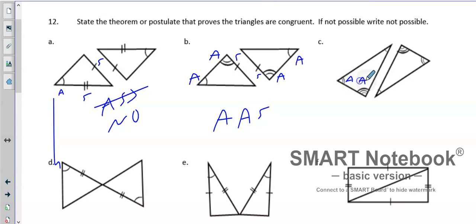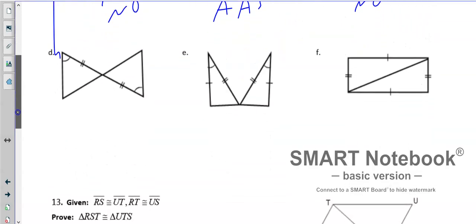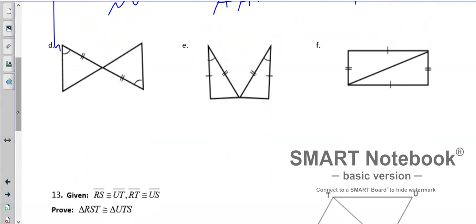Here I have three angles, and that is not a proof. We do not have angle, angle, angle. That does not prove congruent triangles. Here it's not marked, but I should always immediately mark vertical angles. That gives me angle, side, angle here, angle, side, angle here. So that is yes, angle, side, angle.